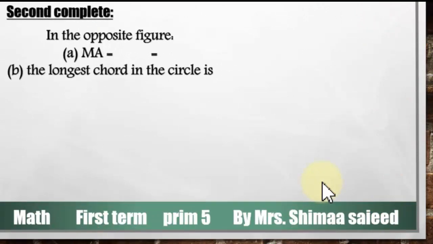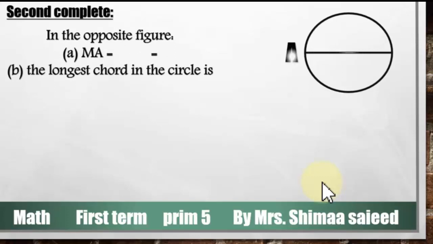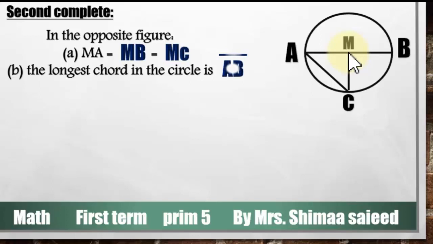Second, complete. In the opposite figure, MA equals MB, because MA is a radius in the circle. So MA equals MB because MB is a radius, and equals MC because MC is a radius. The longest chord in the circle is AB, because the diameter is the longest chord in the circle.